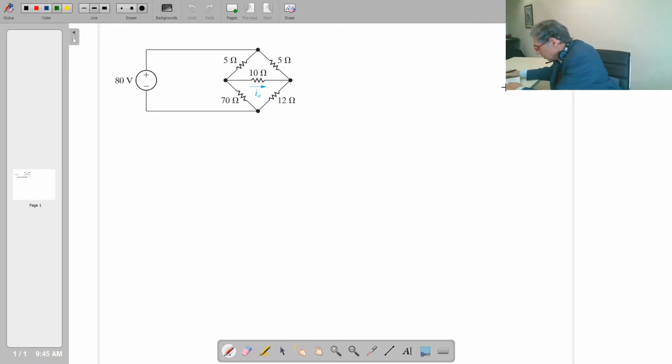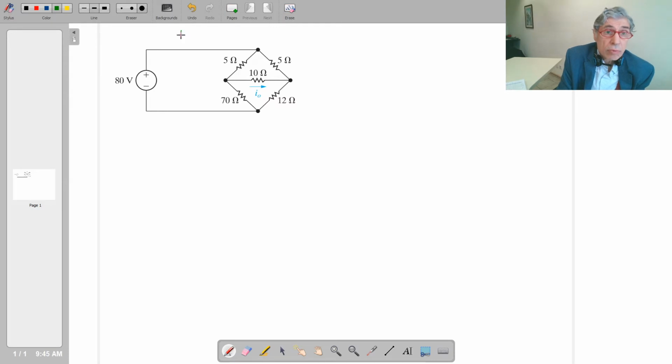So this is an example from the Nielsen book, problem 4.22. It says, find the solution for this circuit by using the node voltage method. So let's do it now.